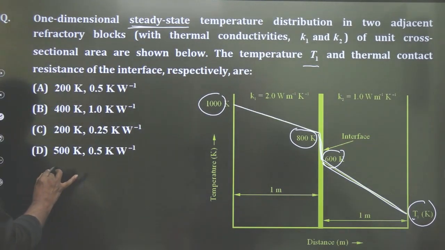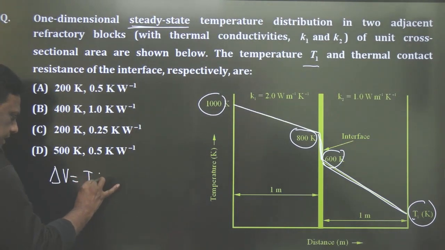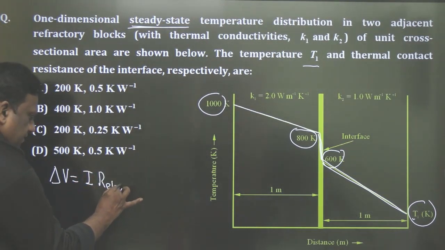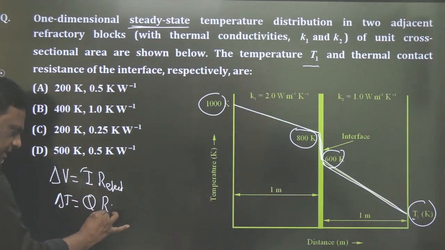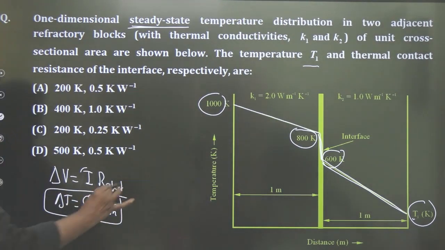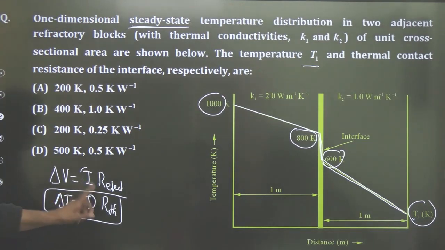You know that in the electrical analogy, voltage drop is equal to current into electrical resistance. This we have studied as Ohm's law, V is equal to IR. And the analogy in heat transfer is, due to voltage drop, here it is temperature drop. Flow of current, flow of heat. Electrical resistance, thermal resistance. So this is one of the important equations in heat transfer: delta T is equal to Q into R.